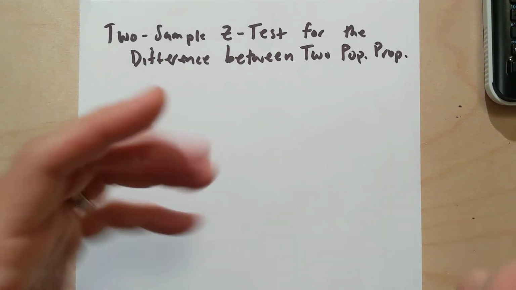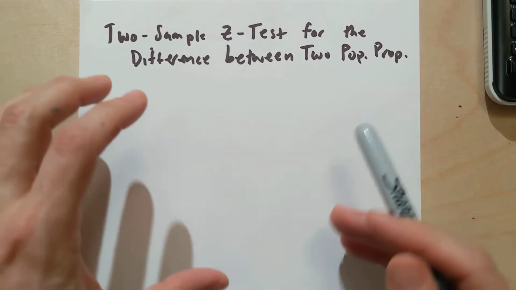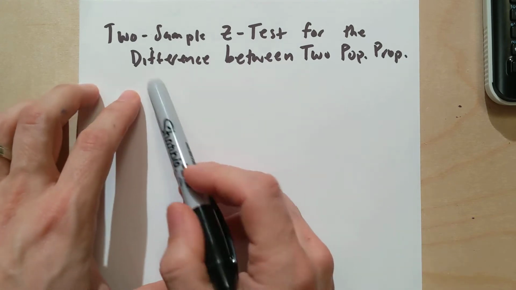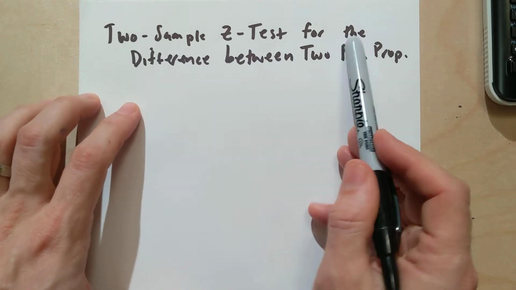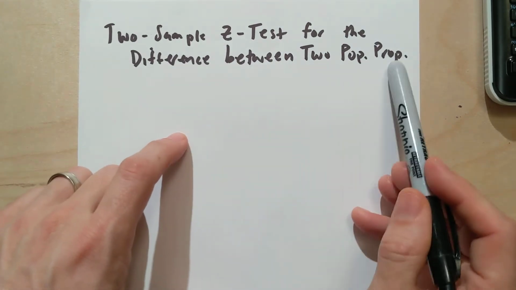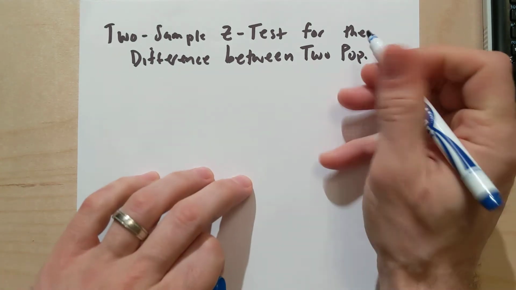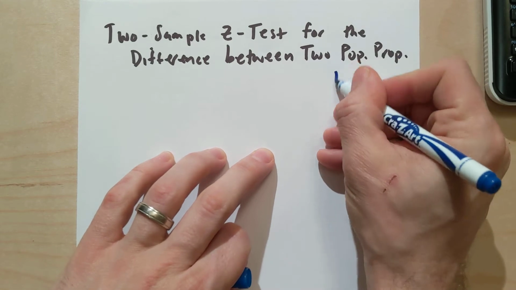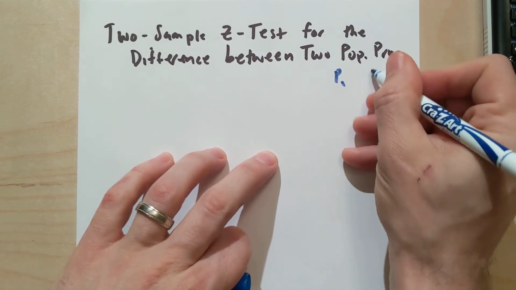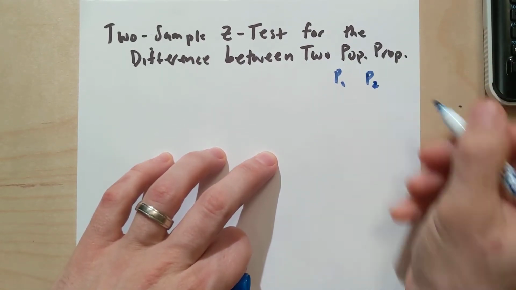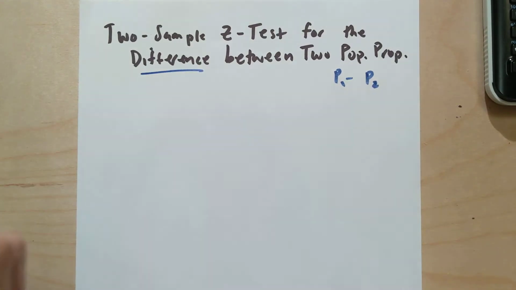Hey folks, today in this video I want to walk you through the basic ideas and mathematics of performing a two-sample z-test for the difference between two population proportions. The key idea here is that there's going to be some proportion for some population, say P1, and some population proportion P2, and we're going to be doing some test of the difference between those.